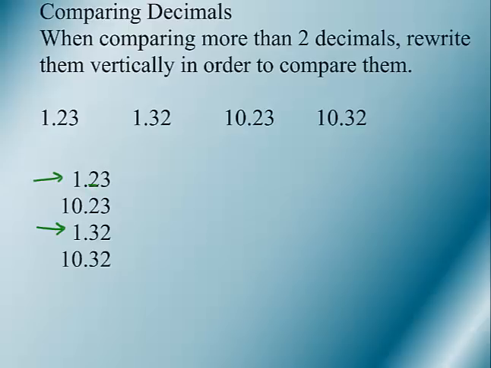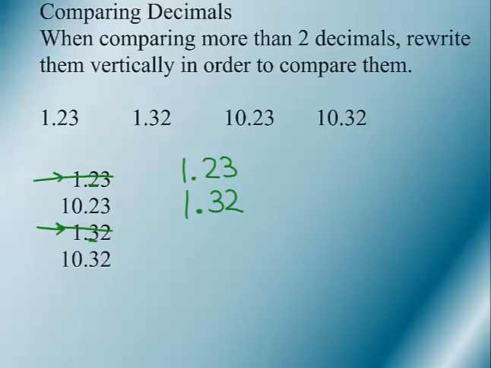I go to the next place value. I have a 2 and a 3. So I know that the 2 is the smallest one, and I'm going to cross that out. And I'm going to also put down 1 and 32 hundredths as the next one.